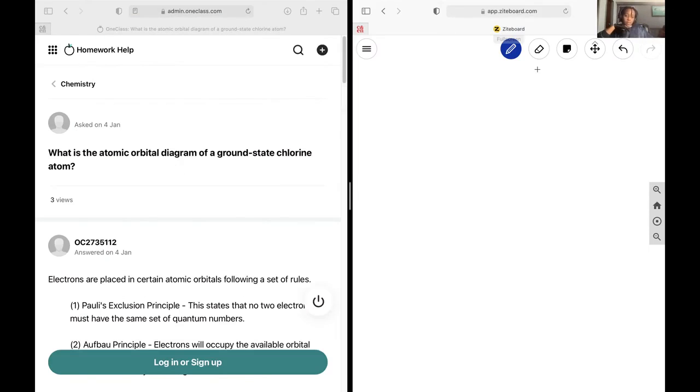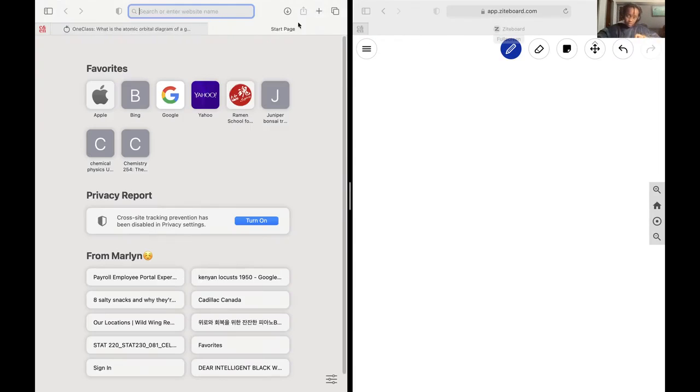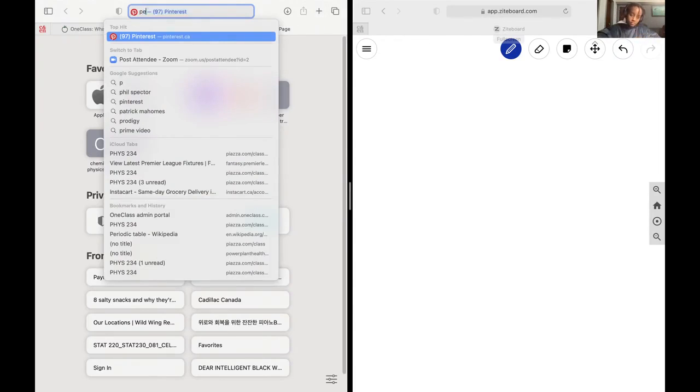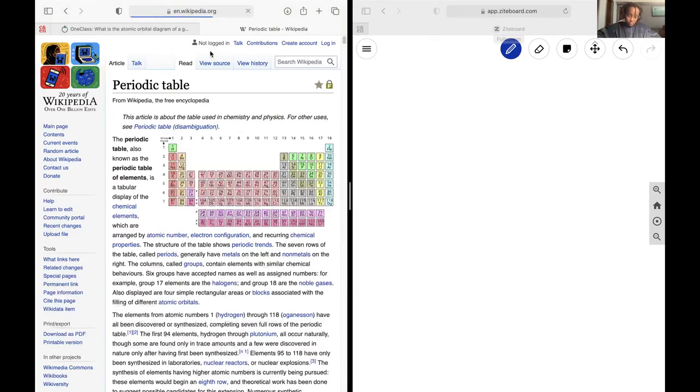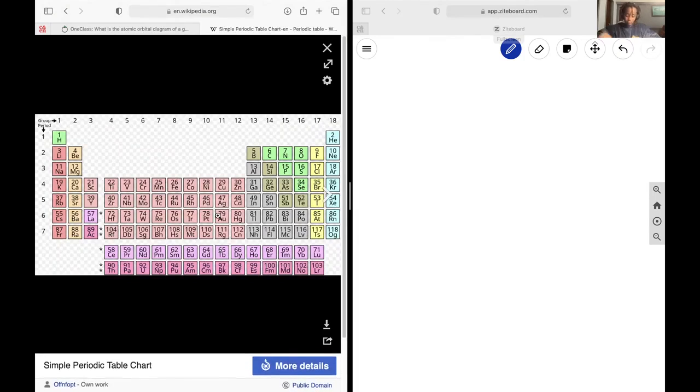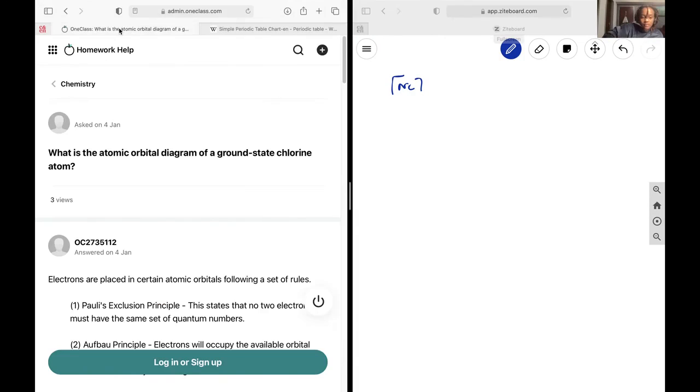What is the atomic orbital diagram of ground state chlorine? So to determine the atomic orbital diagram, we can look at the periodic table. And we can just write out the electronic configuration. And so we know that it is Ne. We are asked for chlorine, I believe.